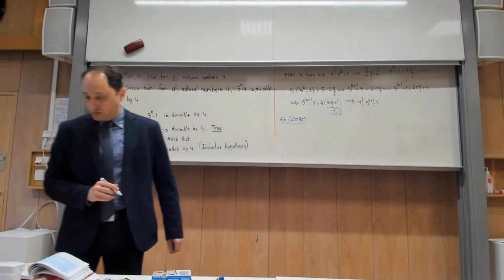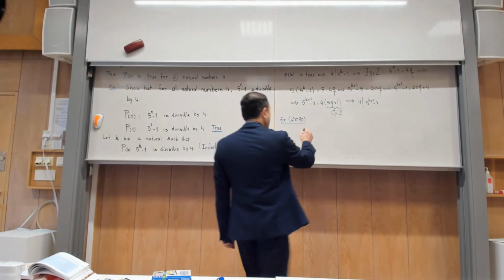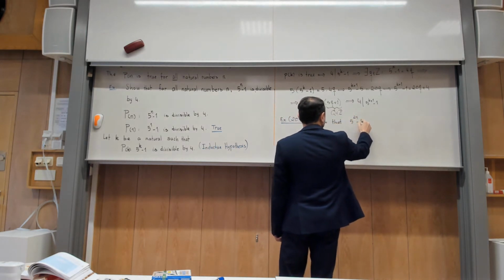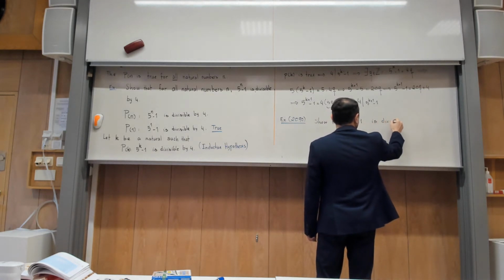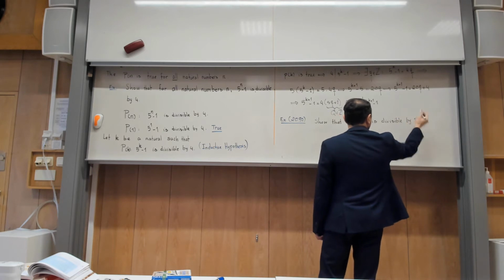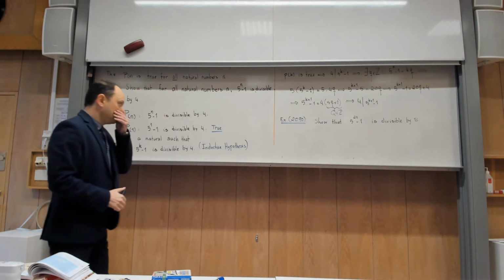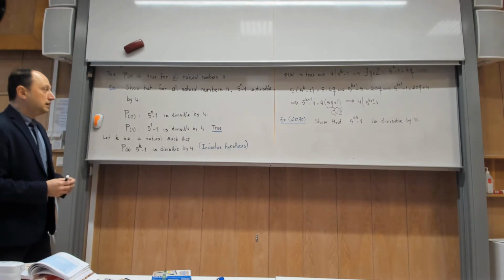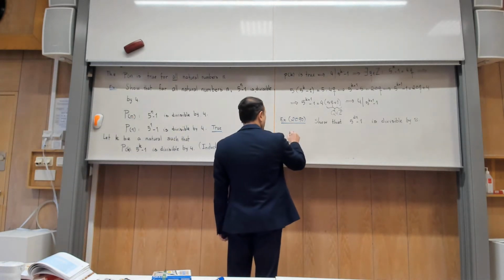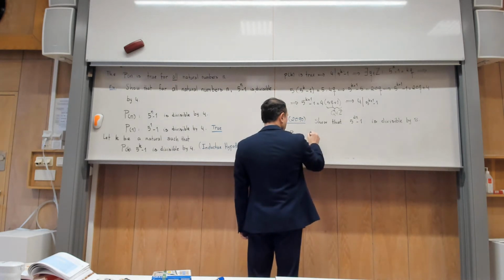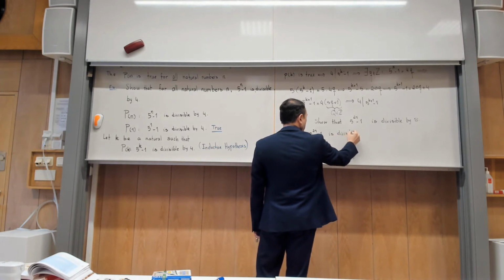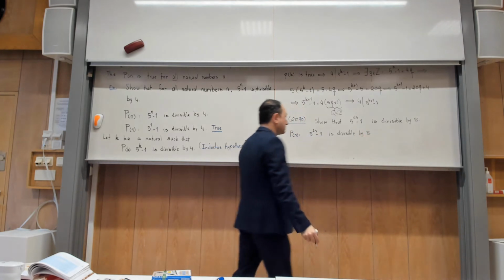Show that 5 to the power of 2n minus 1 is divisible by 8. Okay, so again, I want you to practice that. So what is your statement here? My statement P of n is that 5 to the 2n minus 1 is divisible by 8. This is what I am claiming in this problem.